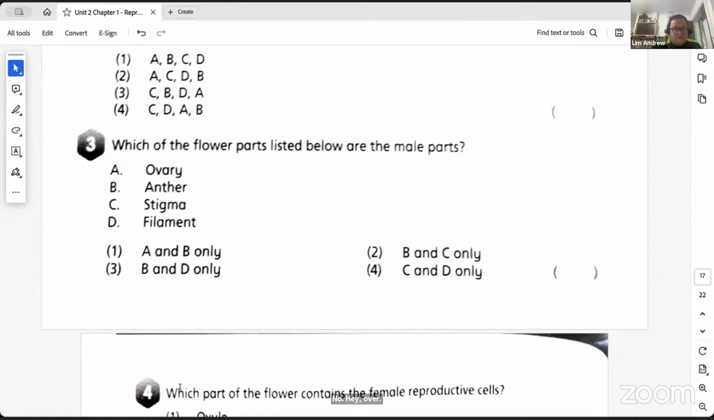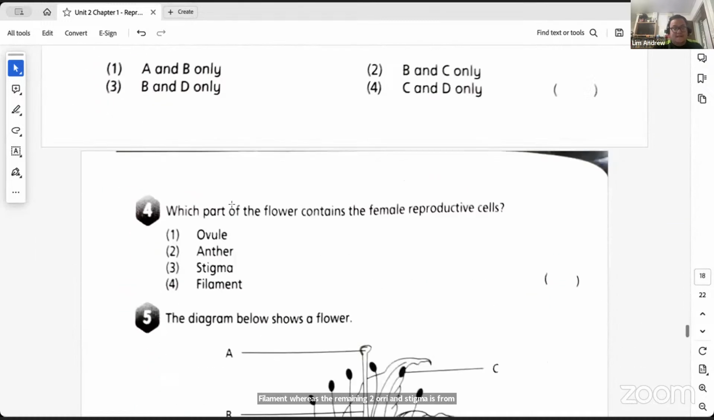All right. Flower parts. Okay. Male parts or female parts. Let's look one by one. Ovary is a female part, so it's not a male part. Anther is a male part. Stigma is a female part. Filament is a male part. So therefore, the answer for question 3 is number 3, B and D. Why? Because the filament holds up the anther which produces the pollen grains. Therefore, the male parts are anther and filament, whereas the remaining two, ovary and stigma, are female parts. All right, let's carry on.